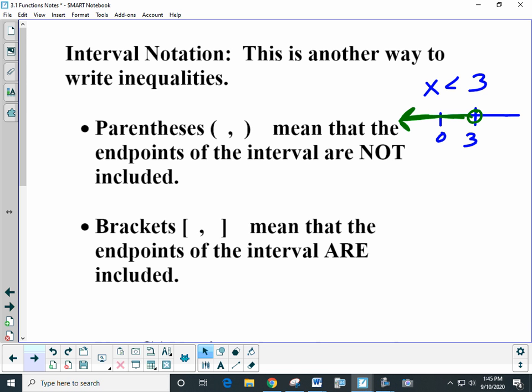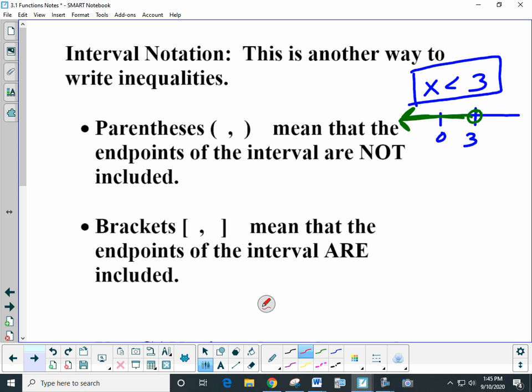So parentheses and brackets are used to represent these sets. This is called set notation. A lot of textbooks will also use interval notation, and some people prefer it over set notation. So what we're going to do is talk about how to convert back and forth between the two types of notation.